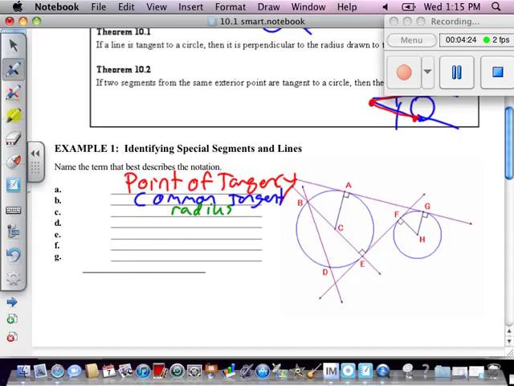D to B. Chord. Yes, because it doesn't have the little arrows at the end, so we know it is a chord.